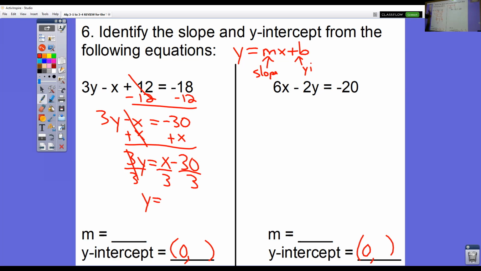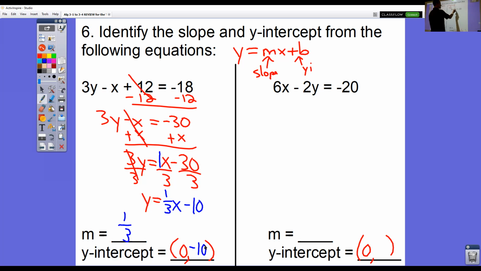Be very, very careful right here. There's really a 1 in front of that x. So this really becomes 1/3 x minus 10. Therefore, our slope is 1/3. Our y-intercept is 0, comma, negative 10.